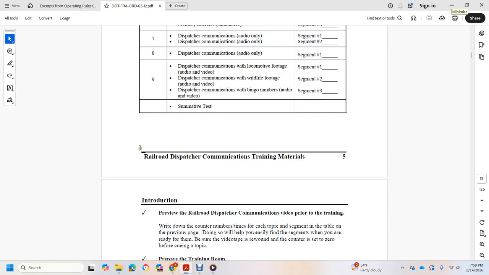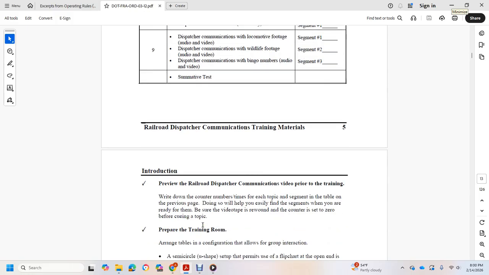Introduction. Preview the railroad dispatcher communication video prior to training. Write down the counter number times for each stop of the segment in the table on the previous page. Doing so will help you easily find the segments when you're ready for them. Be sure that the videotape is rewound and the counter is set to 0 before queuing a topic.